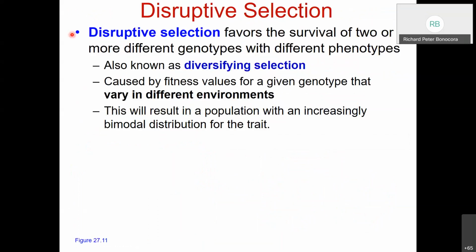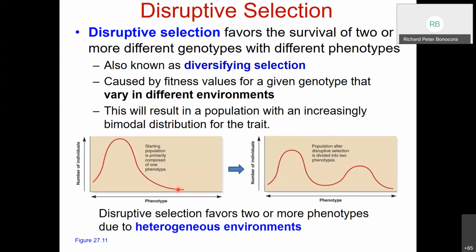Okay, so another form of selection is disruptive selection. This favors the survival of two or more different genotypes with different phenotypes. It's also known as diversifying selection. This is caused by fitness differences for a given genotype that vary in different environments. So this is going to be environmentally based. This will result in a population with an increasingly bimodal distribution for the trait.